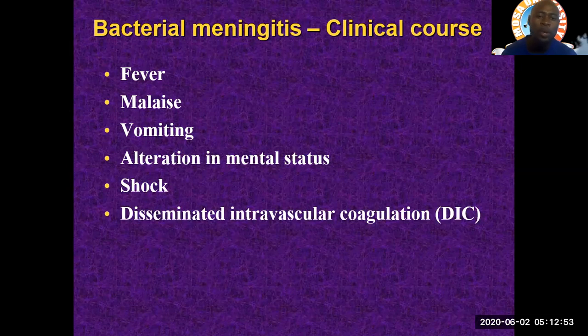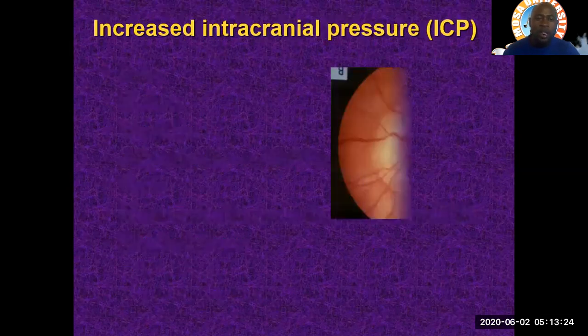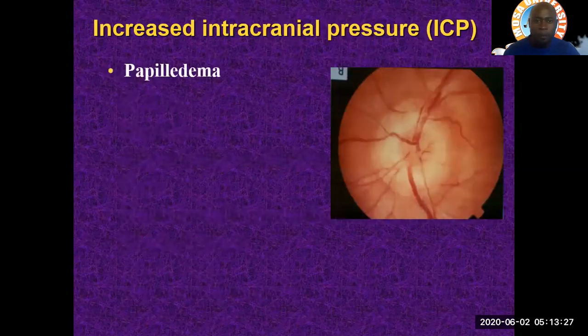You find that there will be alteration in the mental status of these patients. Sometimes they will present with shock, and in other patients they will present with DIC, disseminated intravascular coagulation. Also, there will be a presentation of what? Cerebral edema. But for you to really make a diagnosis of cerebral edema, you look at the vital signs, also the level of consciousness.